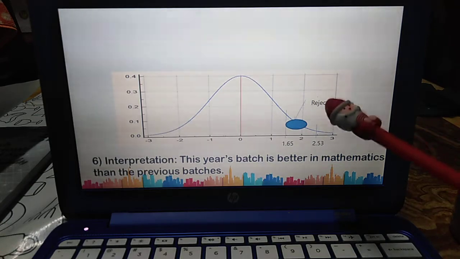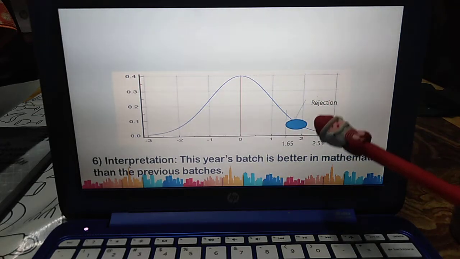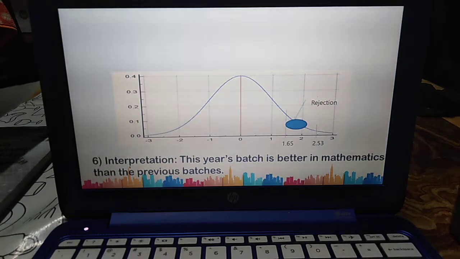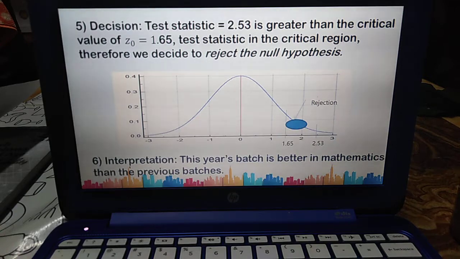Why is the rejection area on the right? Because we made use of the one-tailed right directional test. And our interpretation is this year's batch is better in math than the previous batches. Again, we reject or accept the null hypothesis.